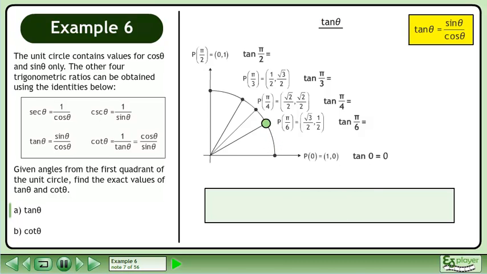Now we'll find the exact value of tan pi over 6. Tan pi over 6 is equal to sin pi over 6 over cosine pi over 6. The sine of pi over 6 is 1 over 2, and the cosine of pi over 6 is the square root of 3 over 2.